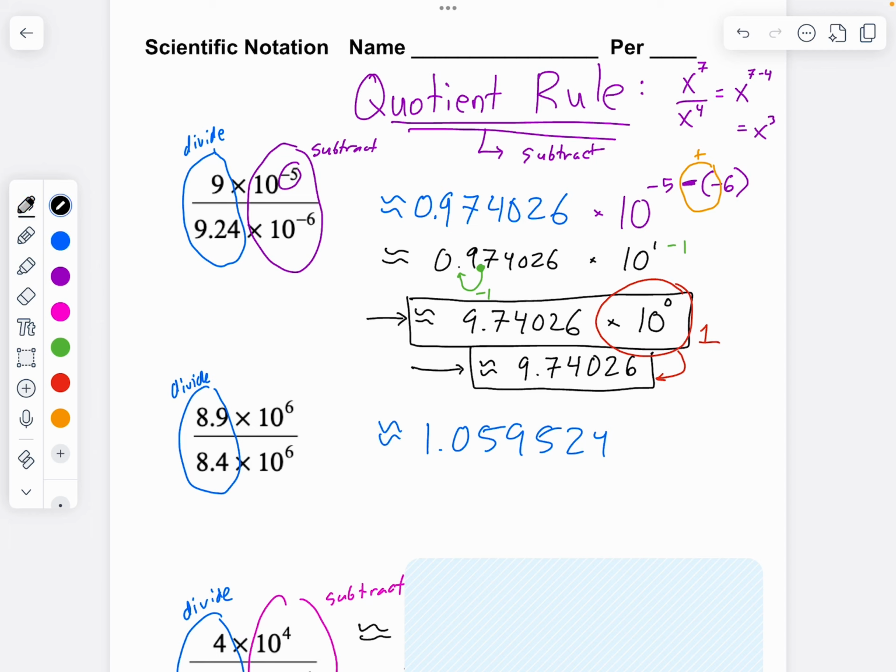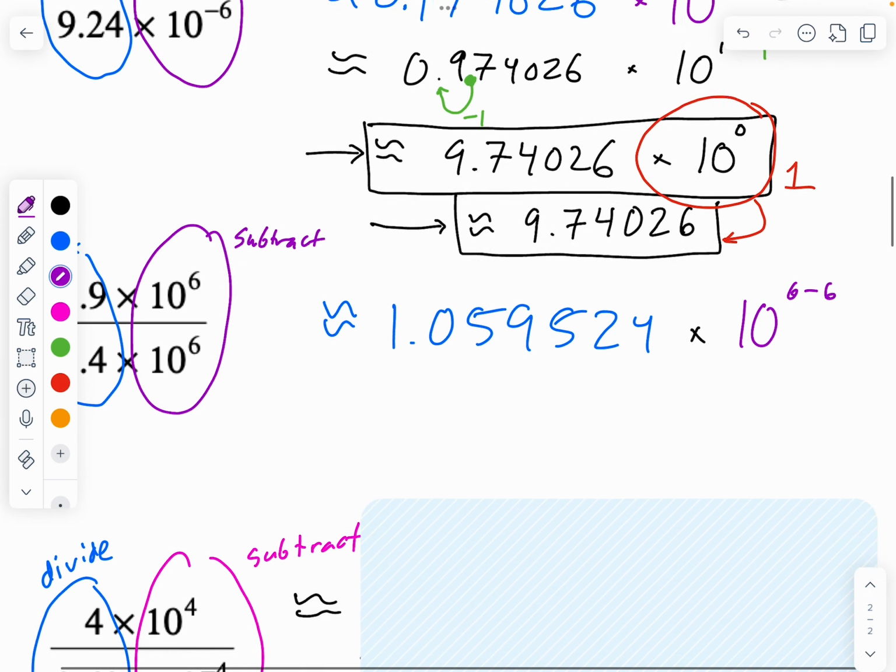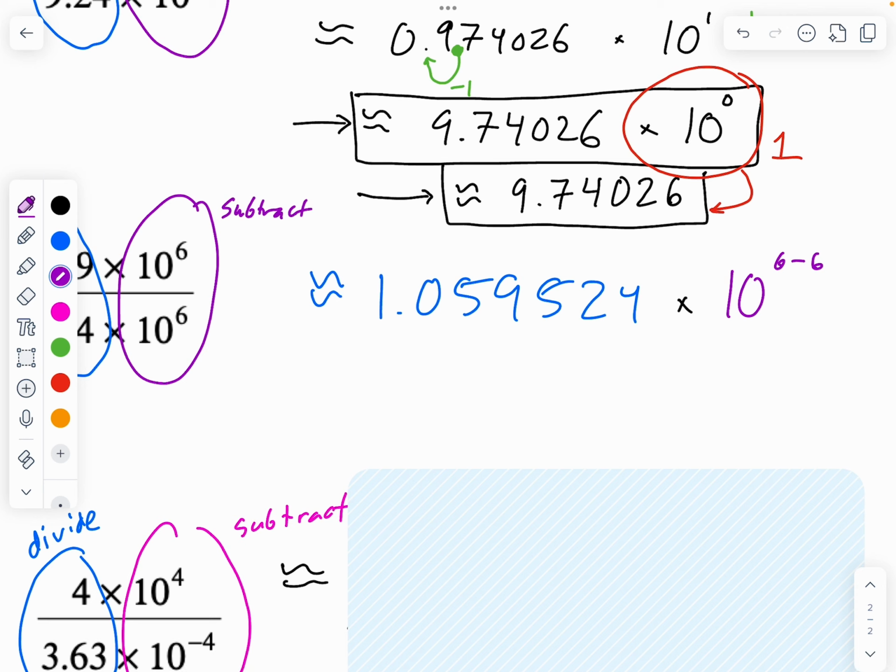Next up is, what do I do for the division, the quotient rule? Yes, the quotient rule says to subtract. If I subtract both numbers, I'll get 10 to the 6 minus 6. Another very strange question. Here's why. This number is proper, very proper. The second number is weird.